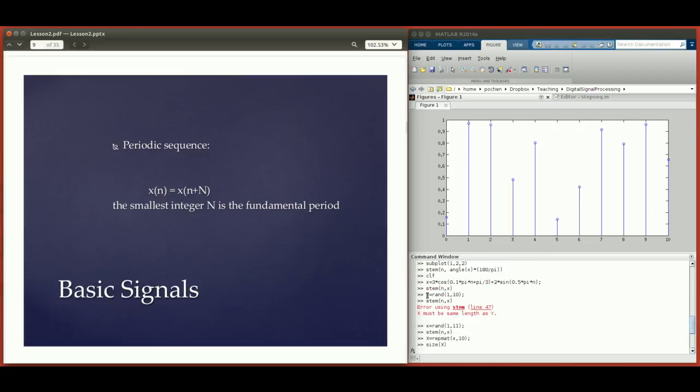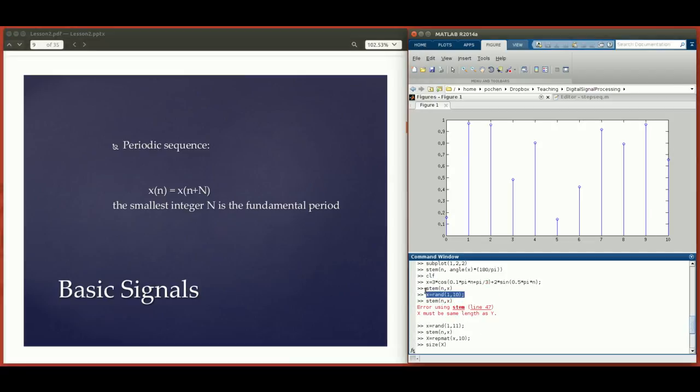So here we have a random sequence with 10 random numbers in it. It's a vector with one row and 10 columns. Let's try to construct a periodic sequence from this sequence. This sequence is not periodic because it doesn't repeat itself. x[1] is not equal to any other number inside this sequence. It's a random sequence, but we can make a periodic sequence out of it.